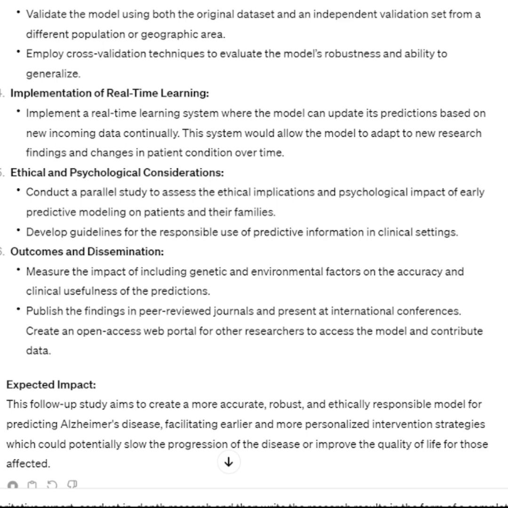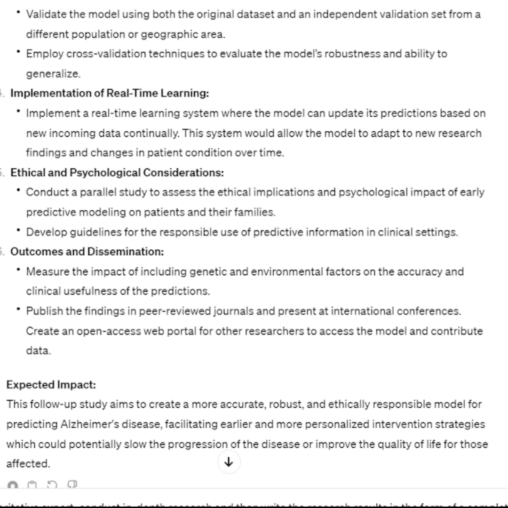5. Ethical and psychological considerations. Conduct a parallel study to assess the ethical implications and psychological impact of early predictive modeling on patients and their families. Develop guidelines for the responsible use of predictive information in clinical settings.